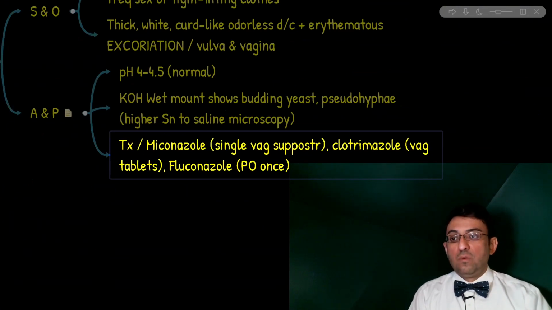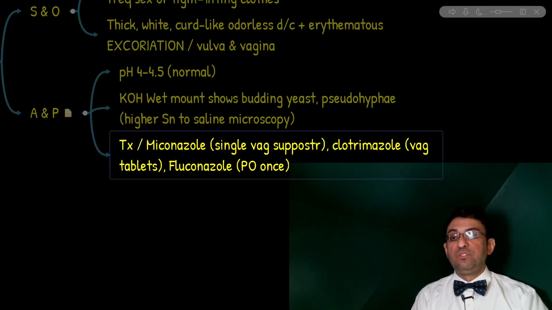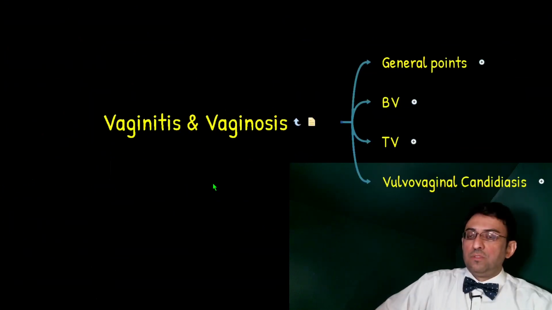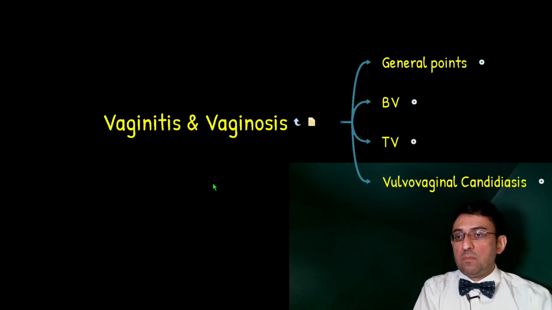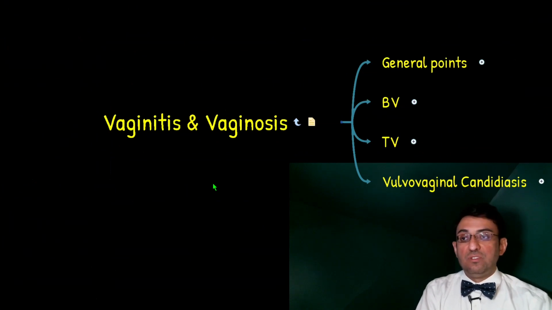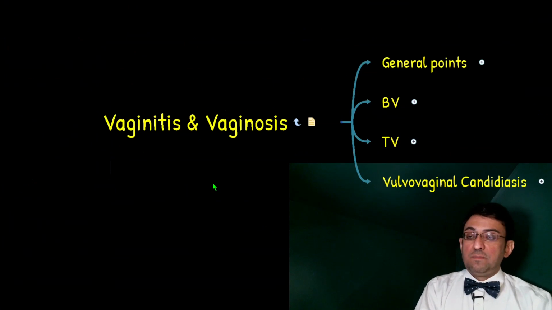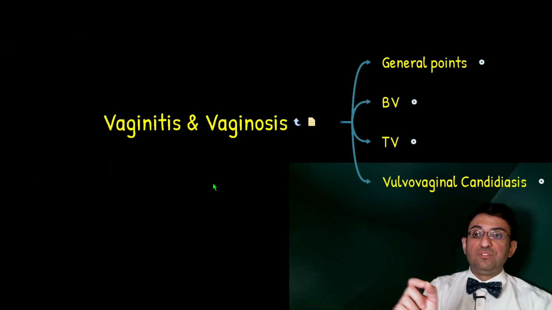What's the treatment? We use azole antifungals, either as a vaginal suppository of miconazole, a vaginal tablet of clotrimazole, or a single oral dose of fluconazole. So in summary, you have a patient with one of our risk factors. Remember, vaginal douching and female partners are specific to bacterial vaginosis, while immunodeficient states or recent use of antibiotics favor candidal vulvovaginitis. Then pay attention to the pH. That's normal only with Candida and increased with the other ones.